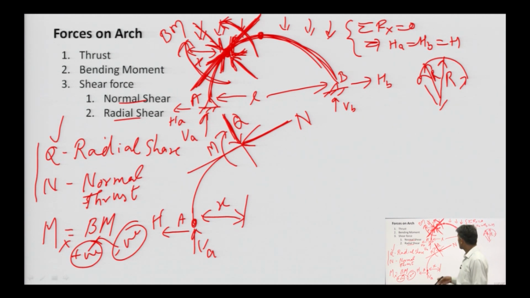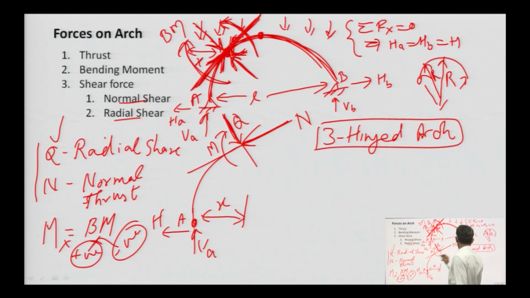How can we determine all these different forces? Since we are analyzing a three hinged arch, and I told you in the last class that a three hinged arch is statically determinate. What does it mean? The value of Ds, the static indeterminacy, is 0.